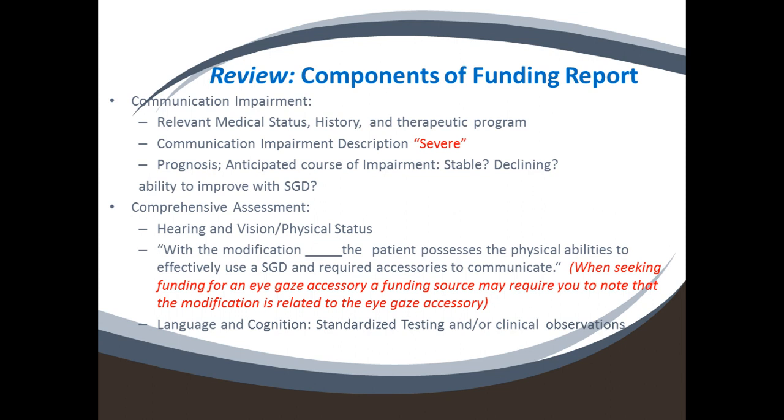Comprehensive assessment. Don't forget that you have to comment on vision, hearing, and physical status. This is important when thinking about eye gaze accessories, because you have to note whether or not the person needs any modification related to that eye gaze accessory, or some funding sources may want you to say that with the modification of eye gaze, that is what causes the person to be a successful communicator. So just be mindful of that.